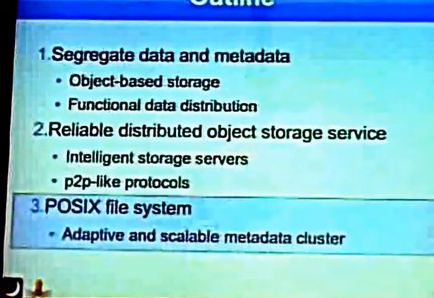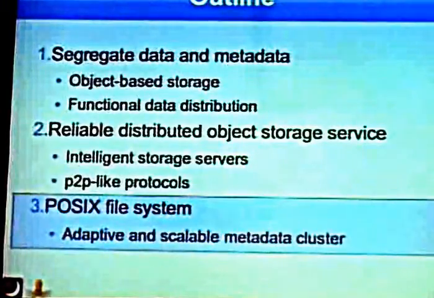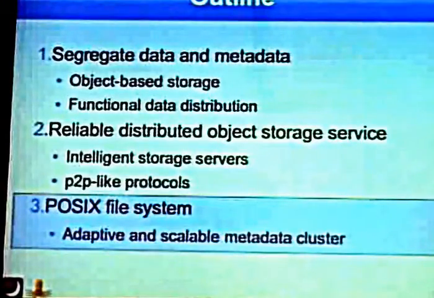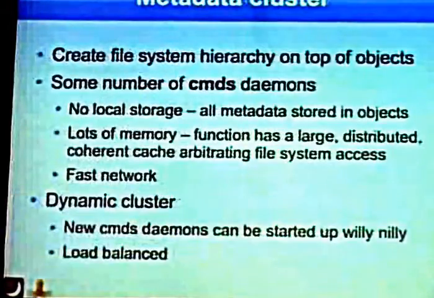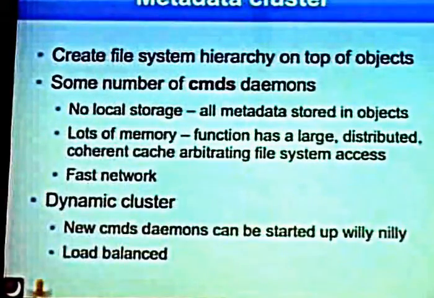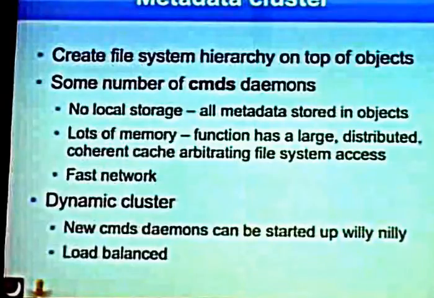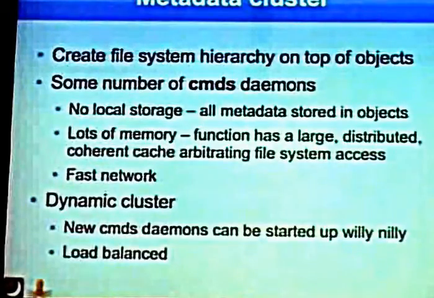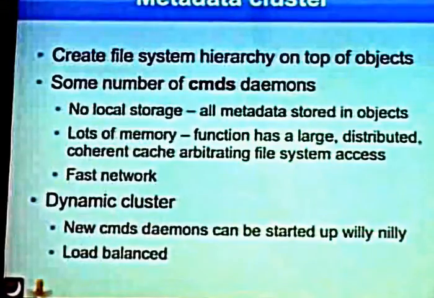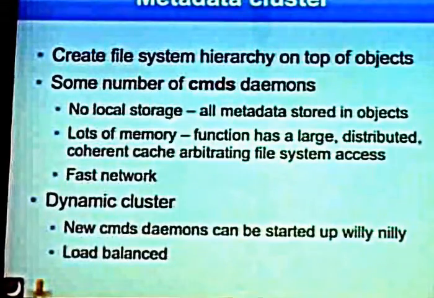So finally, I'm going to look at how we build a POSIX distributed file system on top of this object storage abstraction. So there's a separate metadata cluster that's responsible for building a file system hierarchy on top of this object storage substrate. It consists of some number of CMDS daemons that are participating in this dynamic cluster. Notably, these daemons require no local storage. They actually store all metadata in objects in the object store.